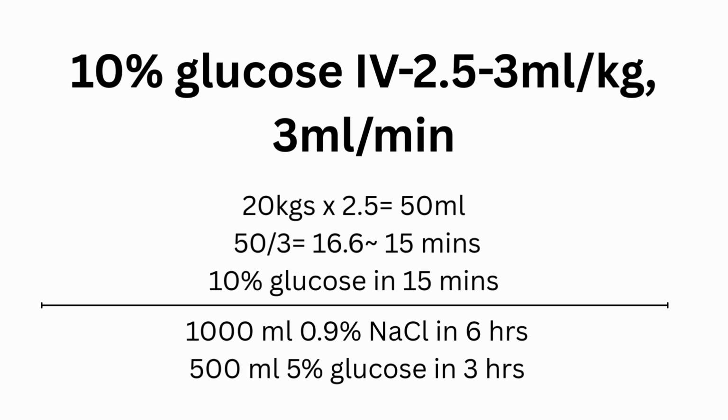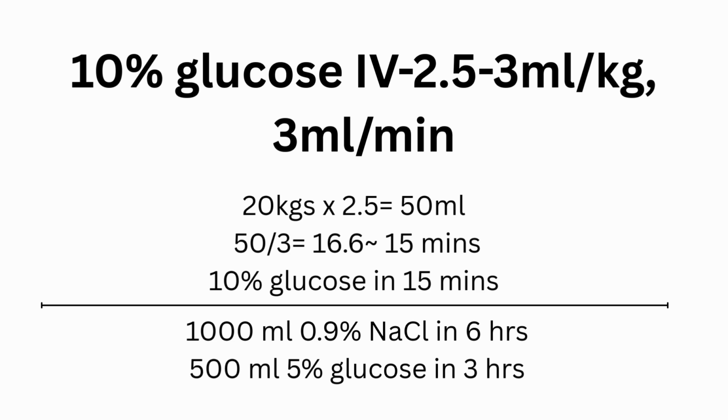We're going to use 2.5 to 3 milliliters per kilogram, and this should go at about 3 milliliters per minute. We're going to use 10% glucose. So 2.5 to 3, you can opt for 2.5, so it's going to be 50 ml. 50 divided by 3 is like 6.6, so roughly in 15 minutes, this 50 milliliters of 10% glucose should go.